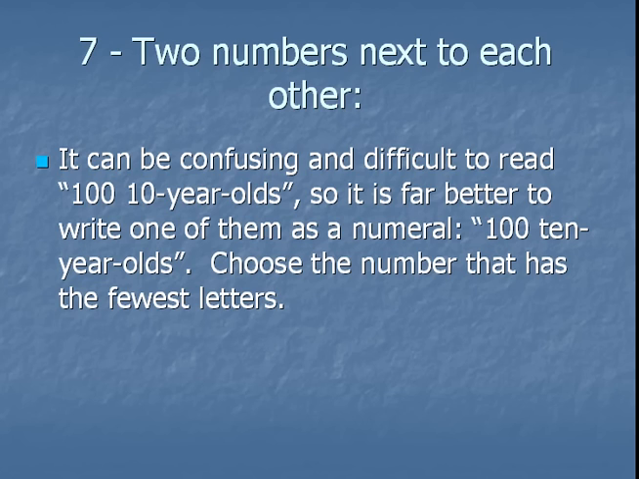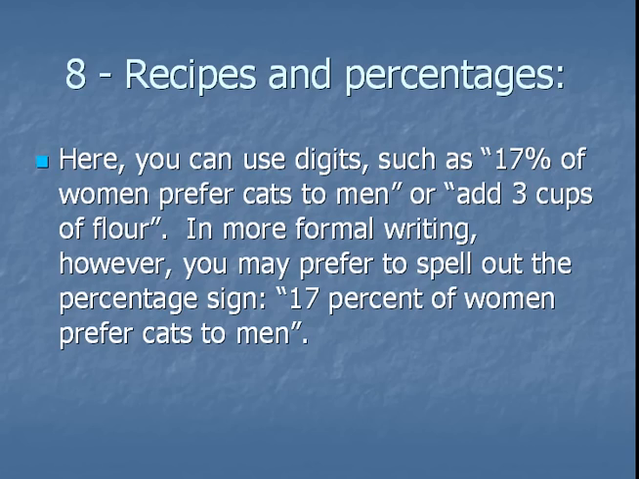Number 8, recipes and percentages. Here you can use digits, such as "17% of women prefer tea to men," or "add 3 cups of flour." However, in more formal writing, you may prefer to spell out the percentage sign and say "17 percent," written out in letters.